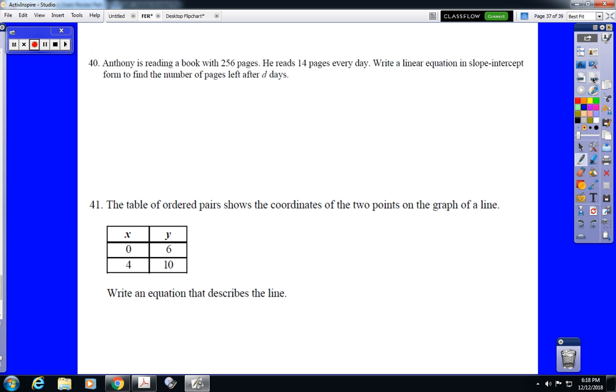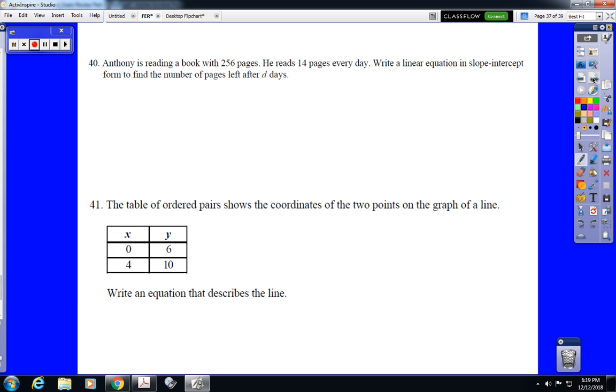The remainder of the page are all dealing with writing out slope-intercept form, point-slope form, standard form of linear equations. So we're going to work through these, but these should all be easy Algebra 1 problems. We really shouldn't need too much review on this.